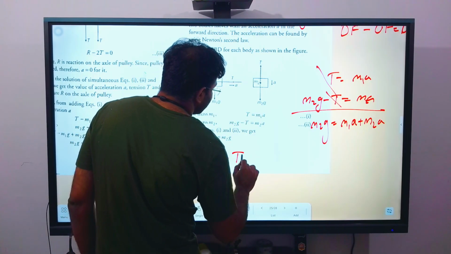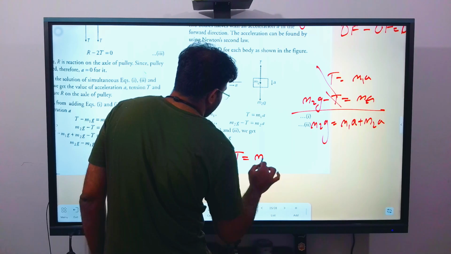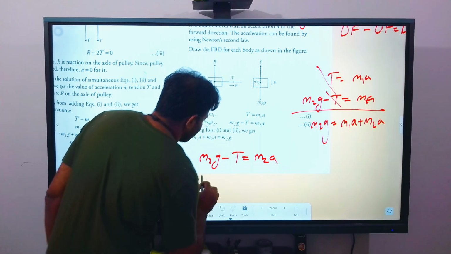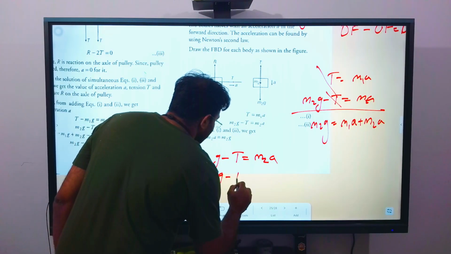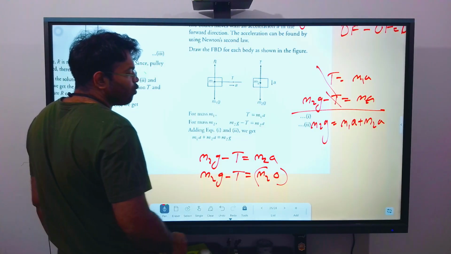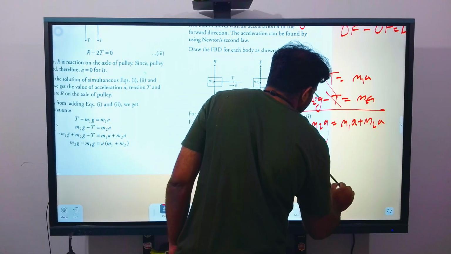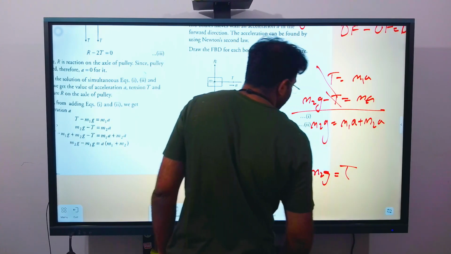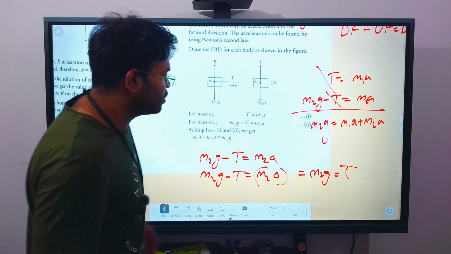M2G minus T is equal to M2 multiplied by A, right? So M2G minus T is equal to M2 multiplied by 0. So you will get what? M2G is equal to T.